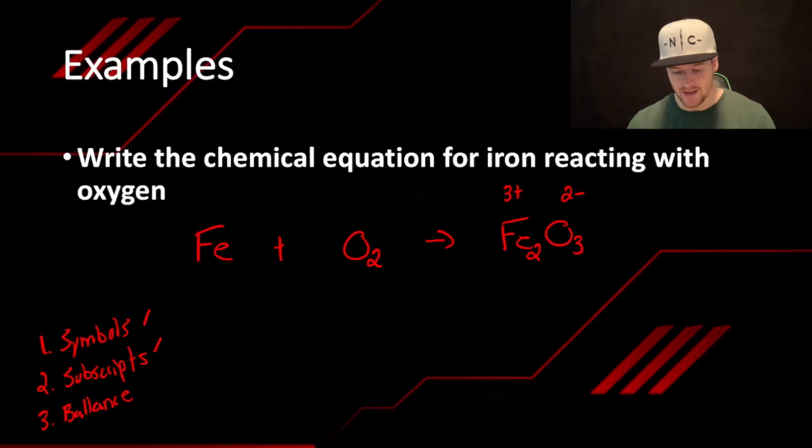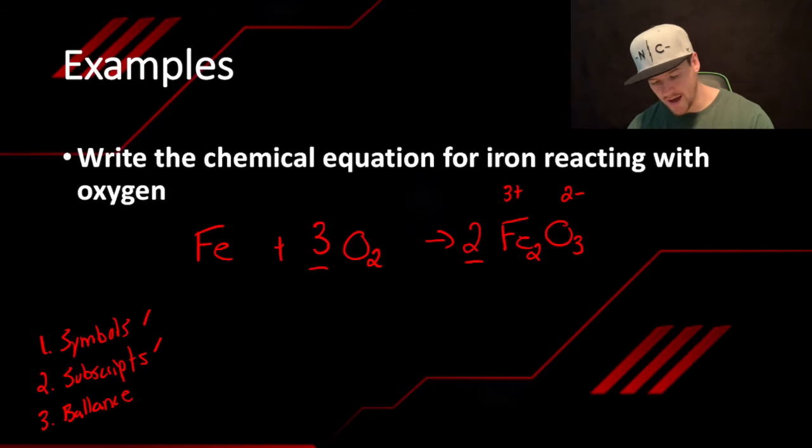I'm going to first look at the oxygens here because they kind of look the most complex. We have 3 in Fe2O3 and only 2 on the reactant side. So a common multiple to get there is 6. I'm going to put 3 groups of O2, make 6, and I'm going to put 2 Fe2O3s there, and then we have 6 oxygens on both sides. Now I know how many irons I'm going to need. I need 4, so I'm going to put a 4 in the front there. So now I have balanced.